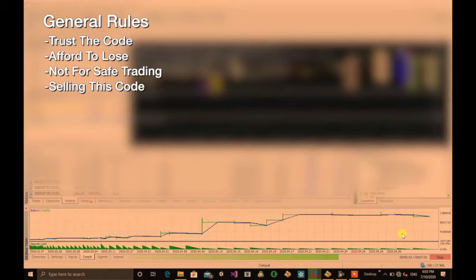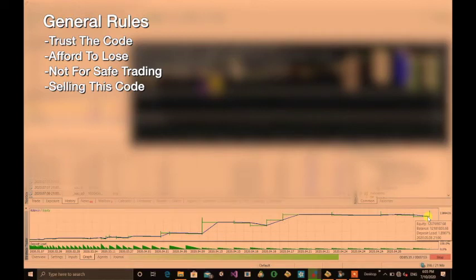For $50,000, you can end up in a few months with as much as $14 million. This is a lot of money. So you have to have this in the back of your mind. This is not for safe trading.